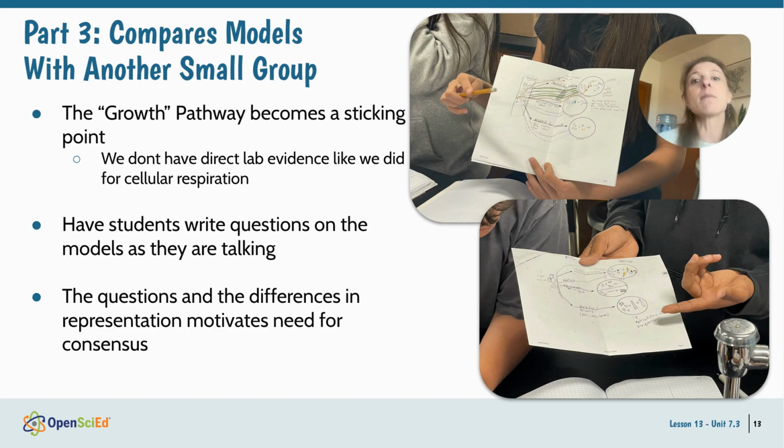This is a great time to lean into those I don't know moments. If a group is stuck, don't give them the answer. Instead, ask, what are we wondering about here? And ask them to add that question to the model. These questions bring authenticity to the lesson and help drive the need to come to a science circle.